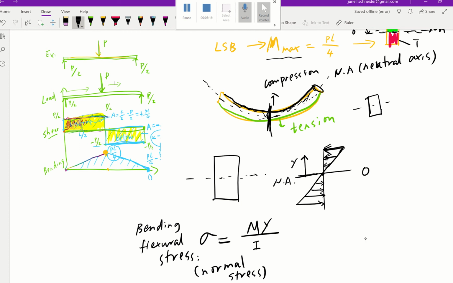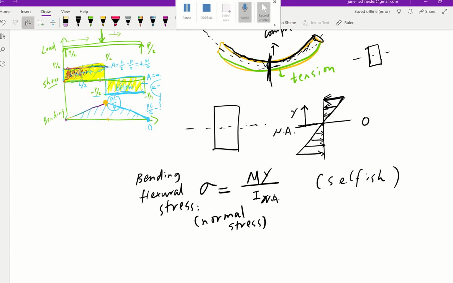I is our moment of inertia. And this, we know moment of inertia changes depending on where you're rotating about. We're going to be rotating right about its neutral axis or central axis. So essentially this equation is what? My over I, my I. So we can call this the selfish formula because of my and I, right? So that, if that helps you remember.